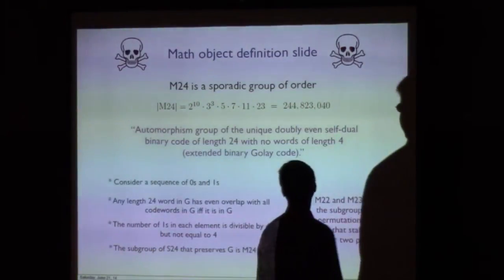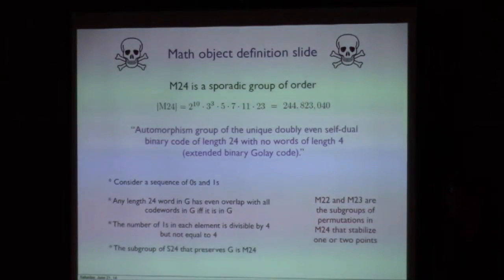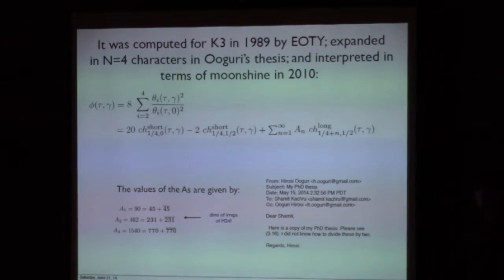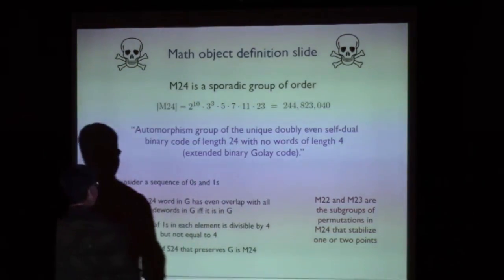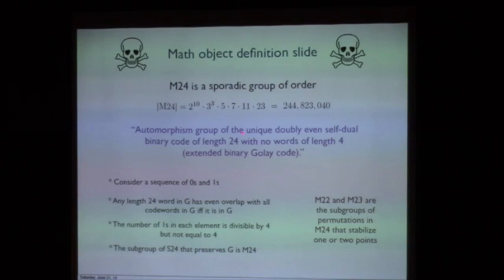Okay, so now here's another math object definition slide. I said that these are dimensions of irreps of M24. Since M24 and M23 and M22 will appear in the rest of the talk, I'll tell you a little bit about what the group is. I don't have a really good feel for it. So this is a sporadic group of order 244,823,040. If you look it up in Wikipedia, the first thing it says is automorphism group of the unique doubly even self-dual binary code of length 24 with no words of length 4, or extended binary Golay code.